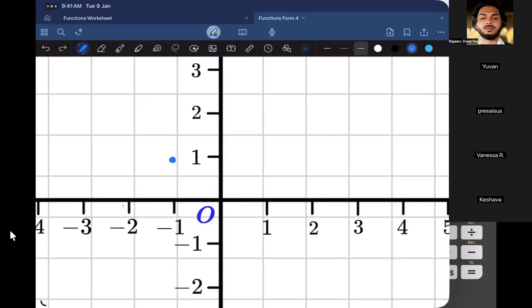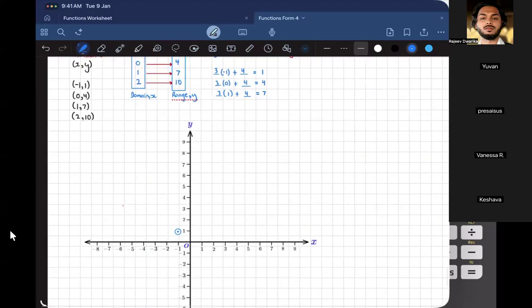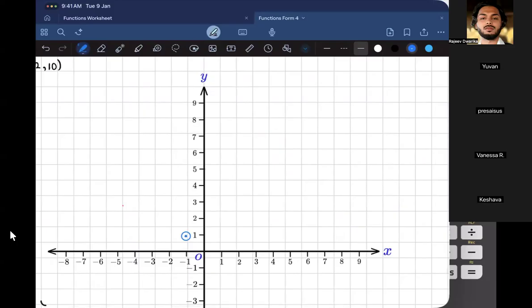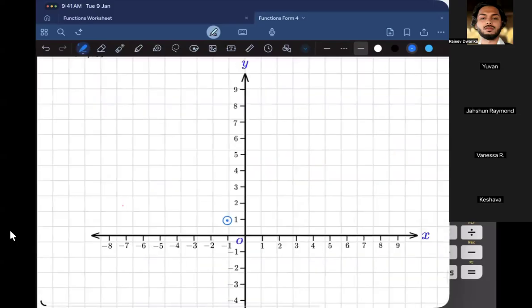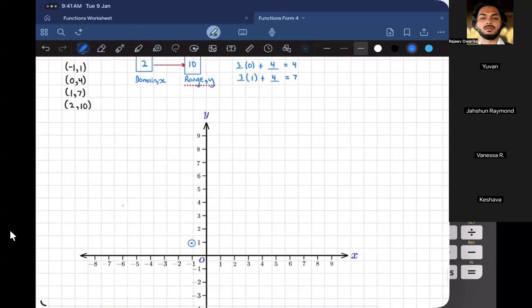Keshava, are you confused by that? No, sir. Yvonne, tell me if you're confused by that. Nah. No? Jashon, confused by that? No, sir. Okay, good. So Jashon, the next point is 0, comma 4. Tell me how I will move to go to 0, comma 4. How would I move if I want to go to 0, comma 4?